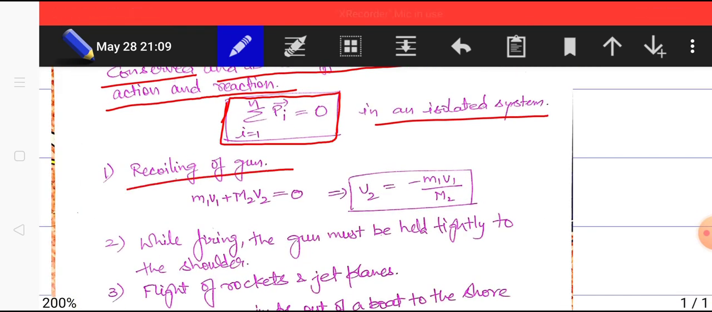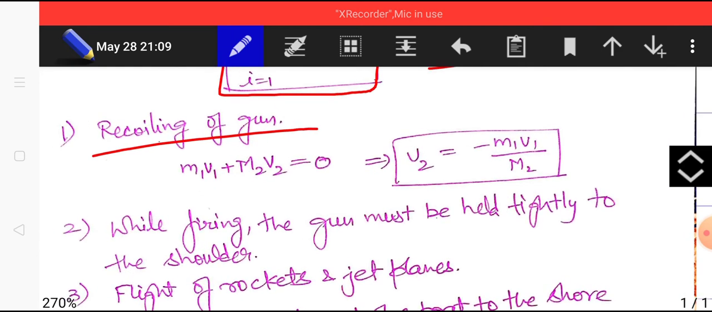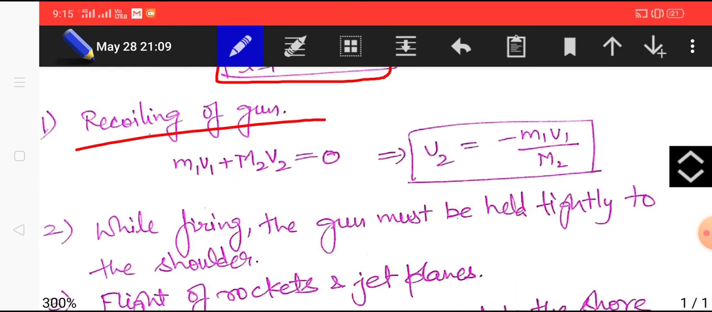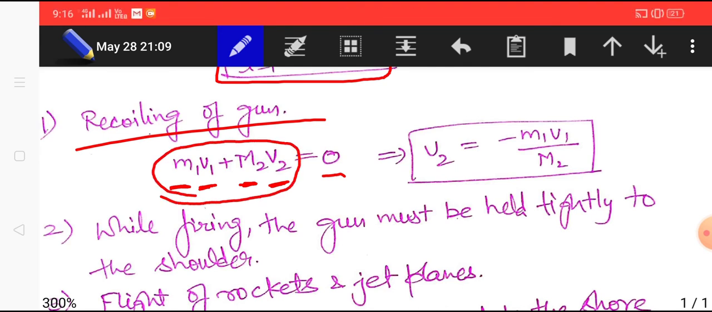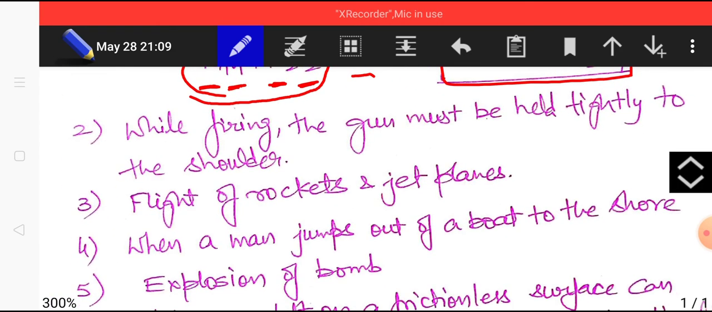What is recoiling of a gun? Recoiling of a gun is indicating the same. There are few examples of momentum conservation. Before firing the gun, momentum is 0, and after firing, let us consider m1 is the mass of bullet and v1 is the velocity, and m2 is the mass of gun and v2 is the recoil velocity of gun. Then after firing of bullet, momentum must be equal to 0, so their sum is equated to 0, and by this relation we can calculate v2 is equal to minus m1 v1 divided by m2.